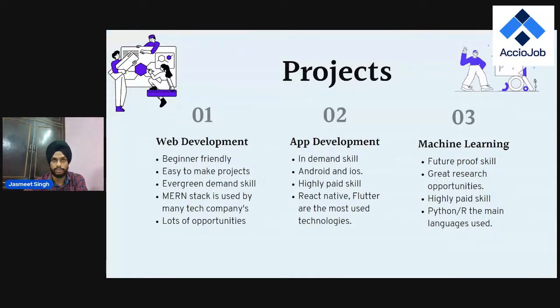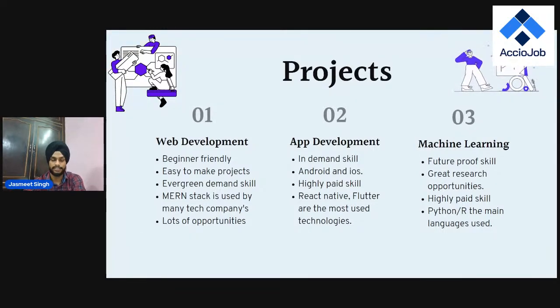The most in demand skill in web development is either the MERN stack or the MEAN stack, that is MongoDB, Express, and Node.js. You can then choose for front end either React, that makes it the MERN stack, or you can choose Angular for the MEAN stack, right? These two stacks are highly in demand in the industry for web development roles.